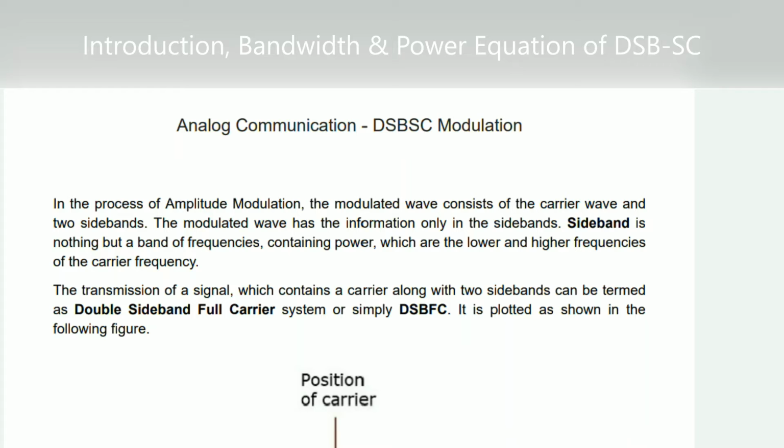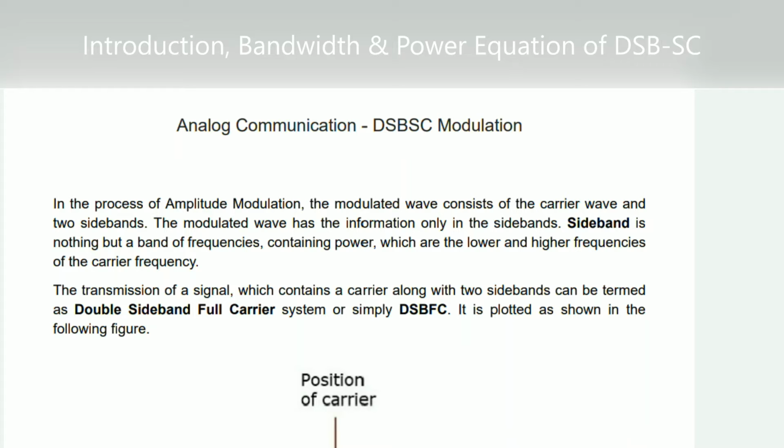Whereas in amplitude modulation, or we can call it double sideband transmitted carrier, the carrier is also transmitted along with both the sidebands. But after double sideband transmitted carrier, an upgraded version, that is double sideband suppressed carrier, has been introduced. Here about 66% of power can be saved.